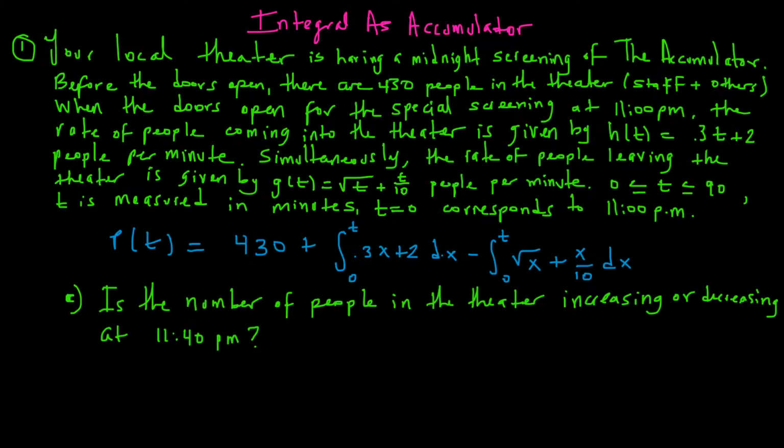Next question, is the number of people in the theater increasing or decreasing at 11:40? Well, first I would like to know what time is that, what value is it for my t variable? Remember, t equals 0 represents 11 p.m. T is measured in minutes, so 11:40 would be t equal to 40 minutes after 11. And so then how do I know if the number of people in the theater is increasing or decreasing?